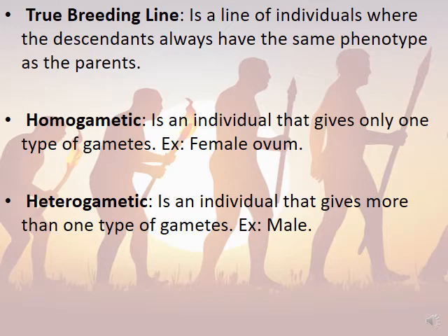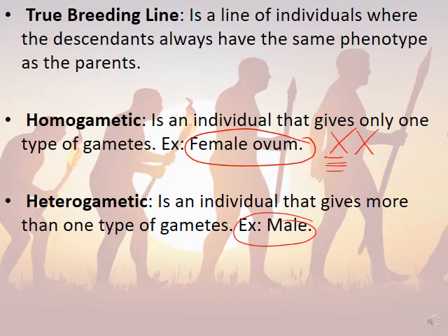Homogametic. What is the meaning of homogametic? An individual that gives only one type of gametes. For example, the female having XX gives only one type of gametes, so it's homogametic, it gives only the X. Whereas heterogametic is an individual that gives more than one type of gametes. For example, the male, we have X and we have Y. So it gives X and it gives Y. So it's called heterogametic. Homogametic, one type of gametes. Heterogametic gives more than one type of gametes.